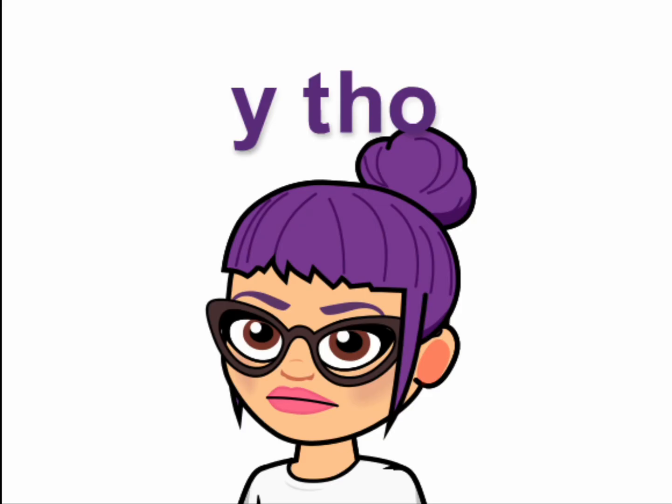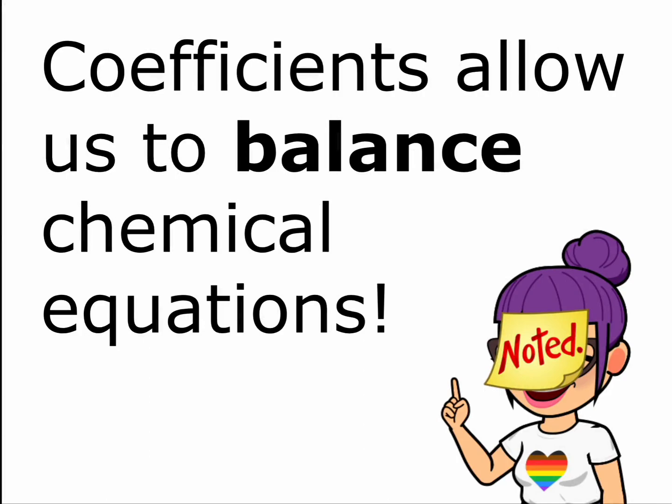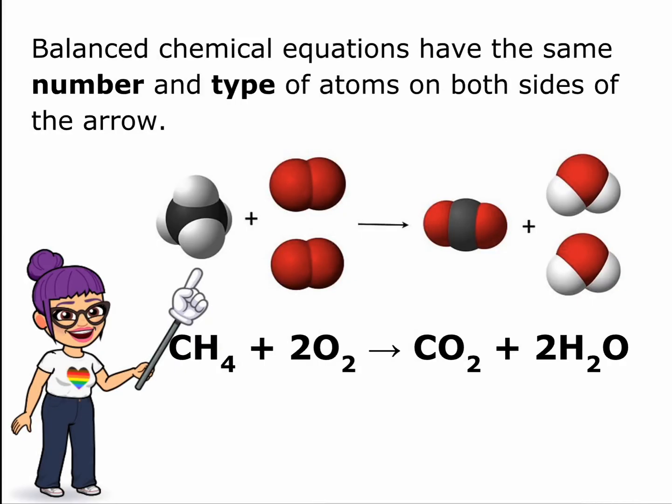So why do we care about this? Why are we talking about coefficients? Well, coefficients allow us to balance chemical equations. Balanced chemical equations have the same number and type of atoms on both sides of the arrow.